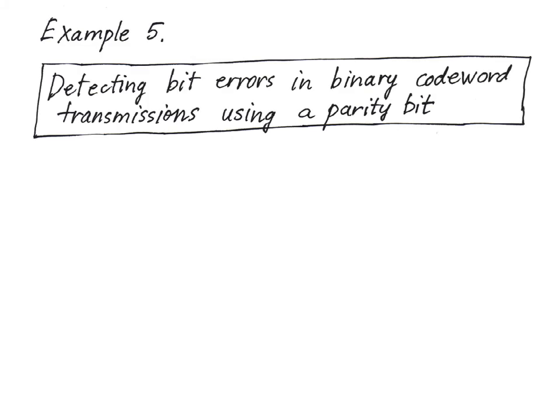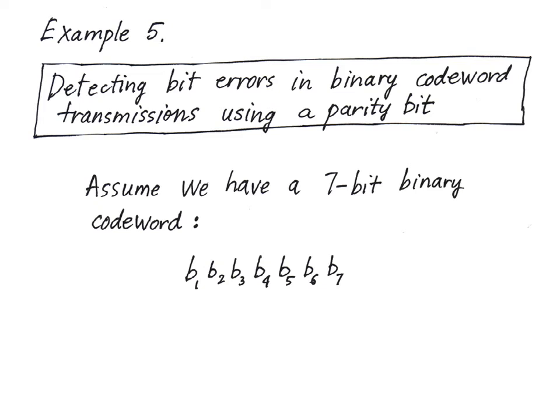The next example deals with transmitting binary code words and having an extra bit in order to help us detect if a bit error had occurred. This bit is called a parity bit. Assume that we have a packet of bits that we'd like to transmit. It's a 7-bit binary code word having 2 to the 7th possible states or permutations, or 128 possible code words.